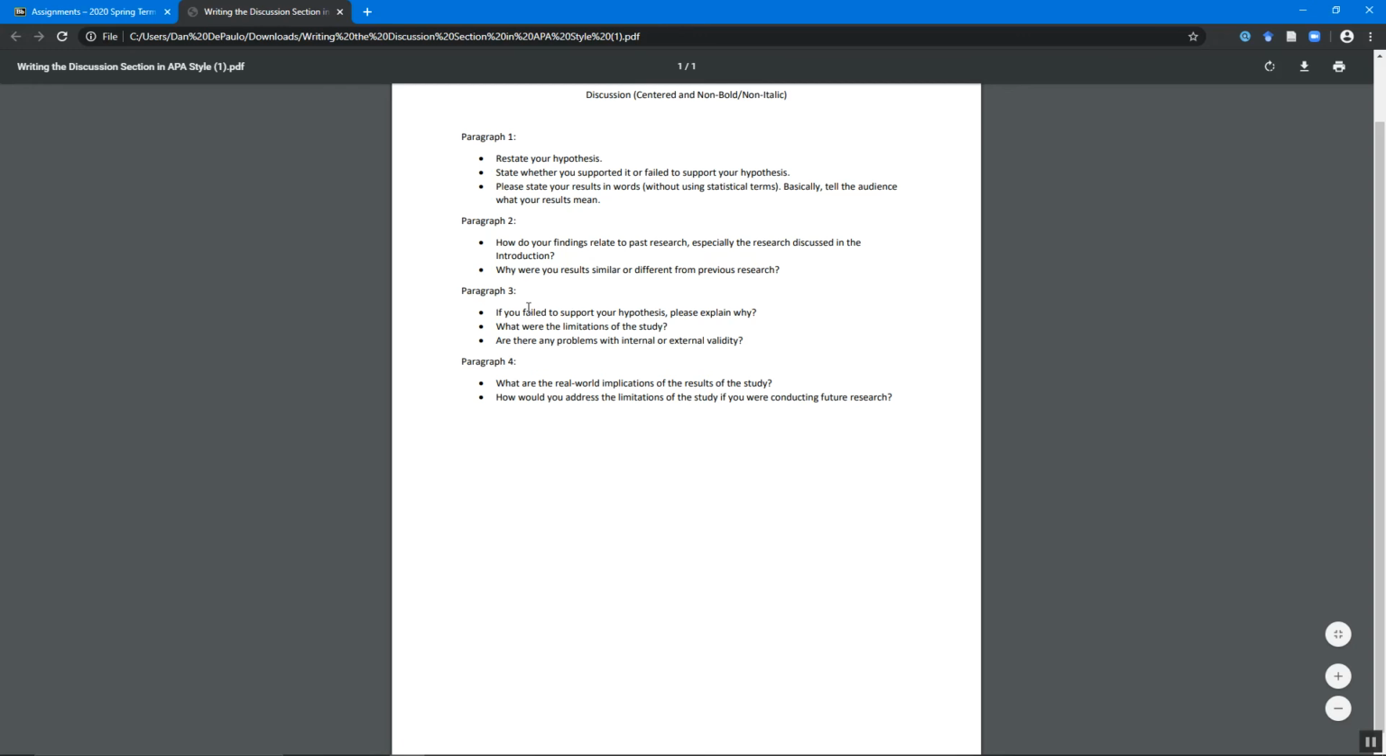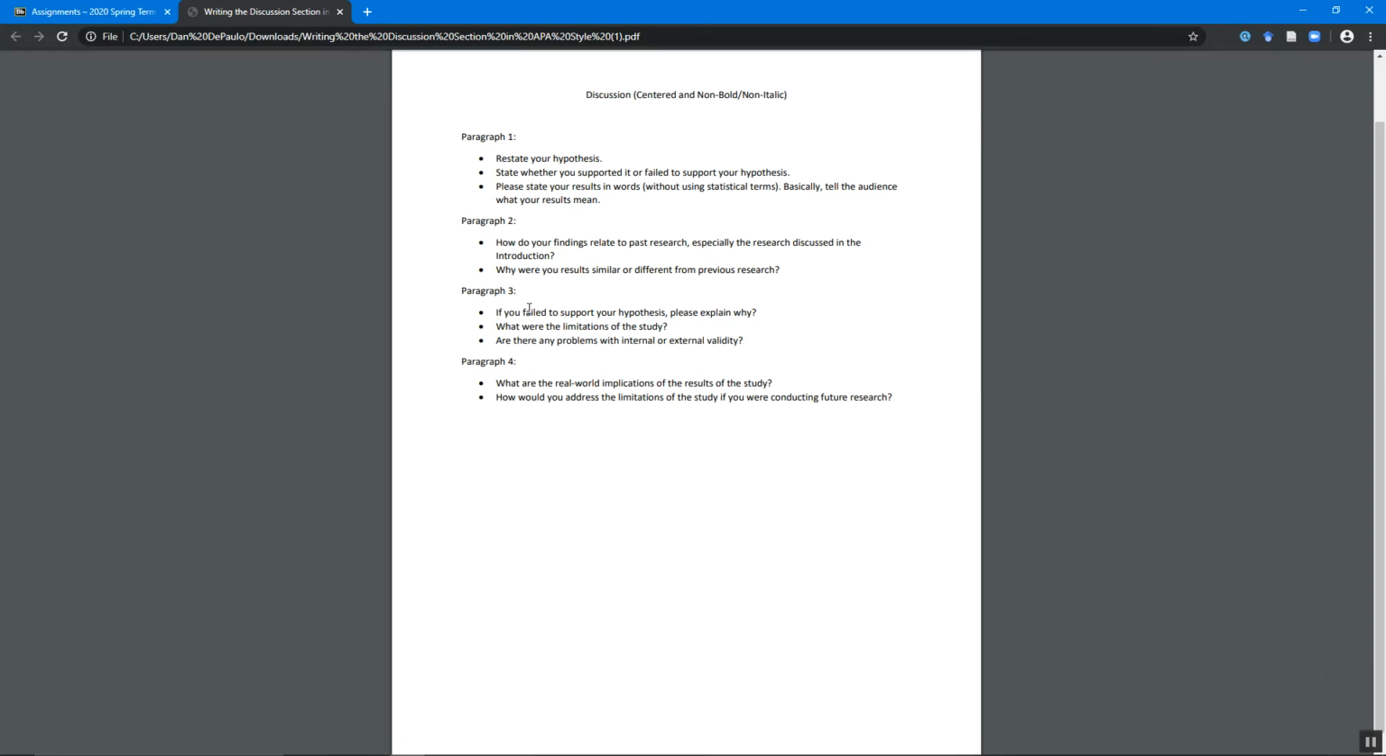Paragraph 3. Now this is where you're going to explain it. If you fail to support your hypothesis, explain why. I kind of just explained why, right? Ceiling effect, small sample. Maybe the sample is not representative of the general population. But there's a lot of reasons why. The task was too easy, which led to the ceiling effect, right?